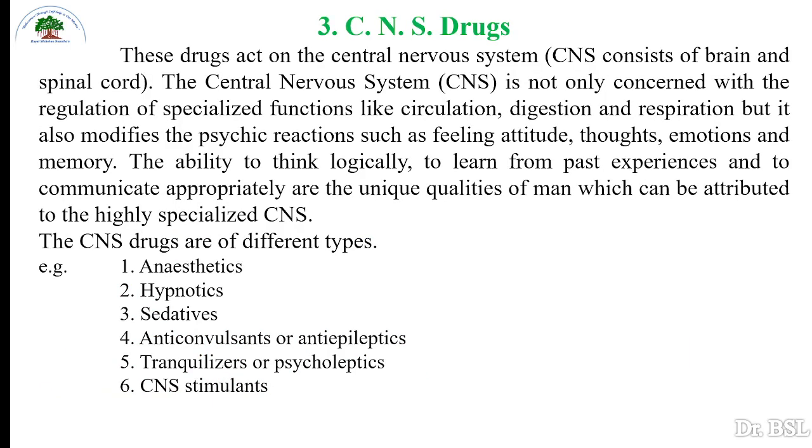Third one, CNS drugs. Drugs acting on the central nervous system are known as CNS drugs. Their types are anesthetics, hypnotics, sedatives, anticonvulsants, tranquilizers, and CNS stimulants, which we have already seen in the introductory section.